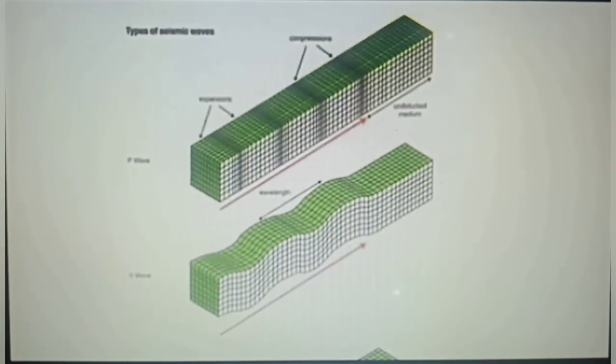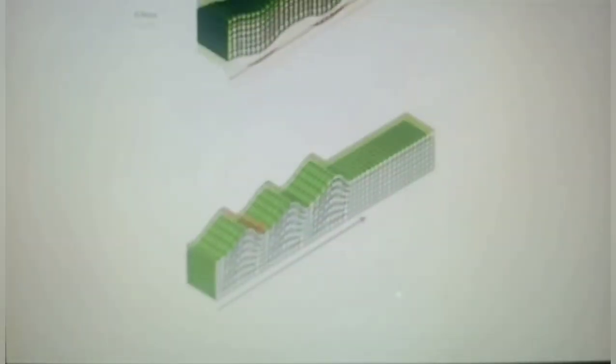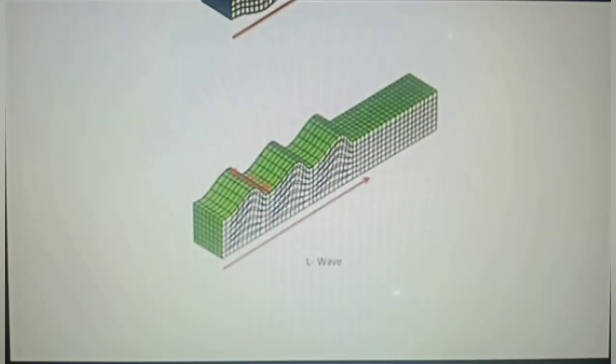There are three types of earthquake waves. Number 1, P waves or longitudinal waves. Number 2, S waves or transverse waves. Number 3, L waves or surface waves. Try to find out the properties of these waves.